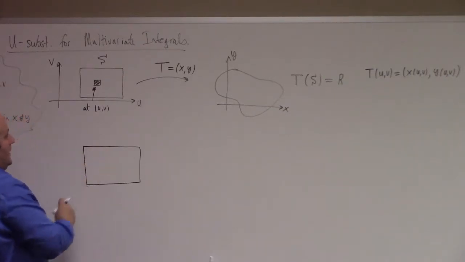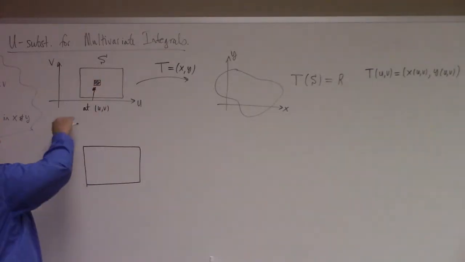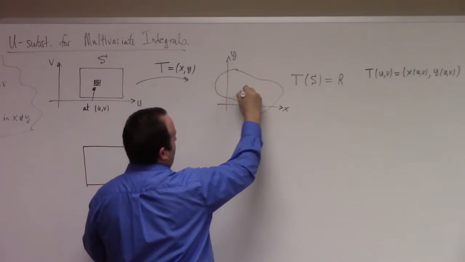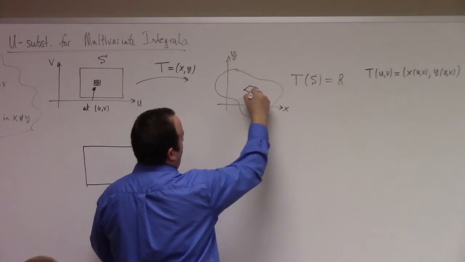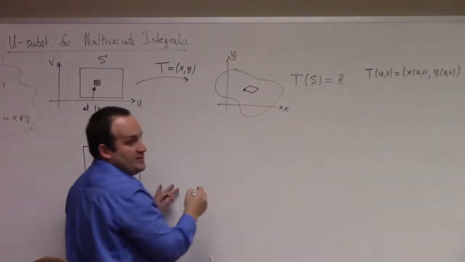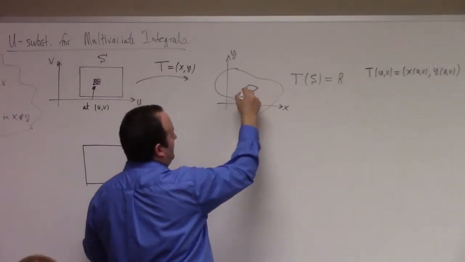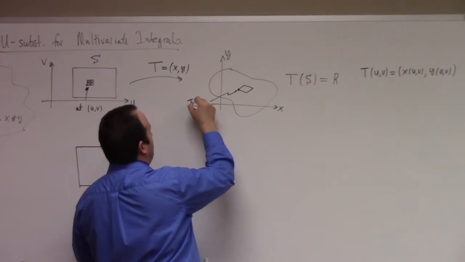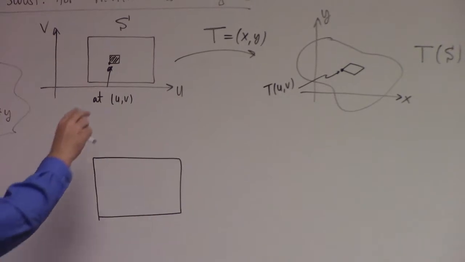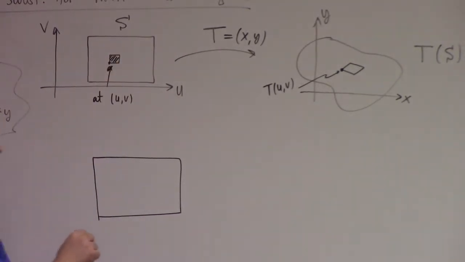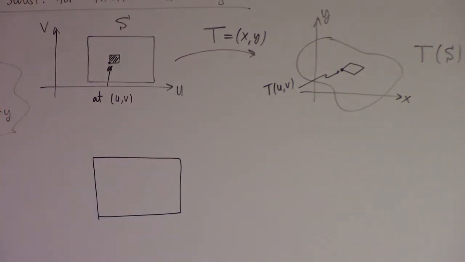Now, if I have a little rectangle like this, what happens if you map it under T? Well, it maps over here to some other little thing, and it turns out that it's going to map to some sort of little parallelogram. If this corner, let's say, is (u, v), then this corner over here would be T of (u, v). Now, how is the area of this little rectangle related to this little parallelogram? What's the deal there?